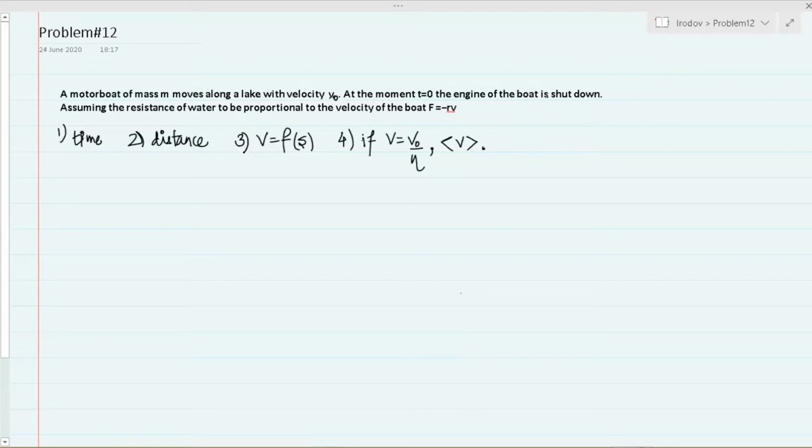The problem is that there's a motorboat of mass m, which is moving along a lake with a velocity v naught, and at this moment the engine of the boat is shut down, and there is a resistance of water which was found to be equal to F equal to minus RV, where R is a constant and V is the velocity.